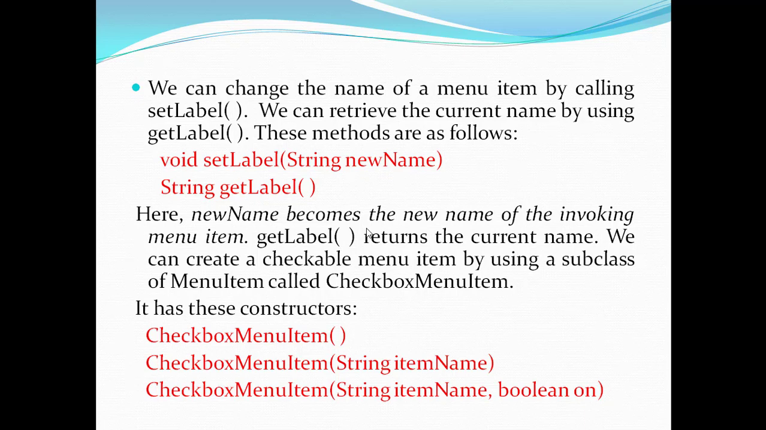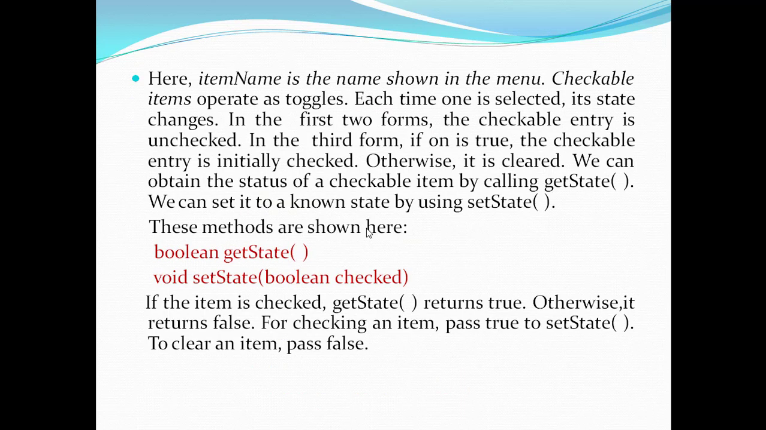We can create a checkable menu item by using a subclass of MenuItem called CheckboxMenuItem. It has these constructors: CheckboxMenuItem() default constructor, CheckboxMenuItem(String itemName), and CheckboxMenuItem(String itemName, boolean on). Here itemName is the name shown in the menu. Checkable items operate as toggles. Each time one is selected, its state changes.